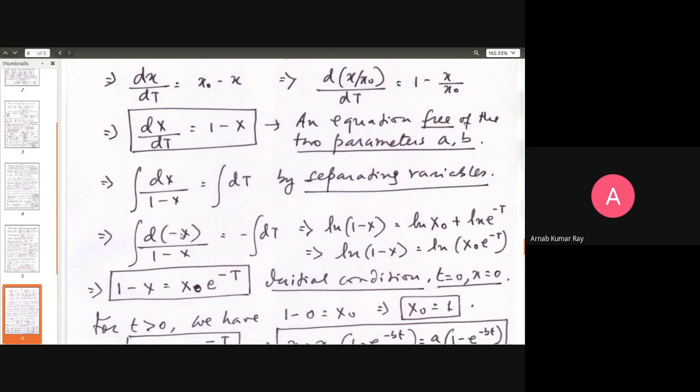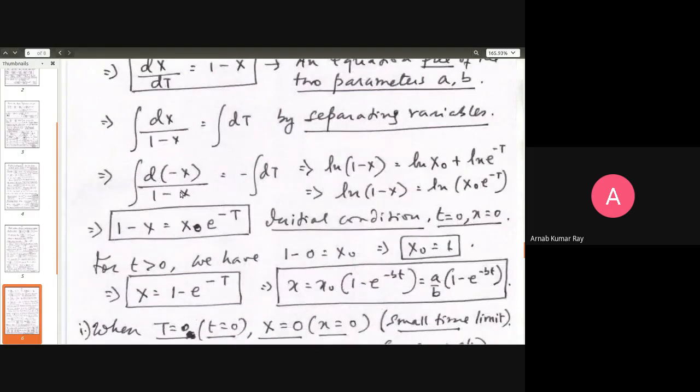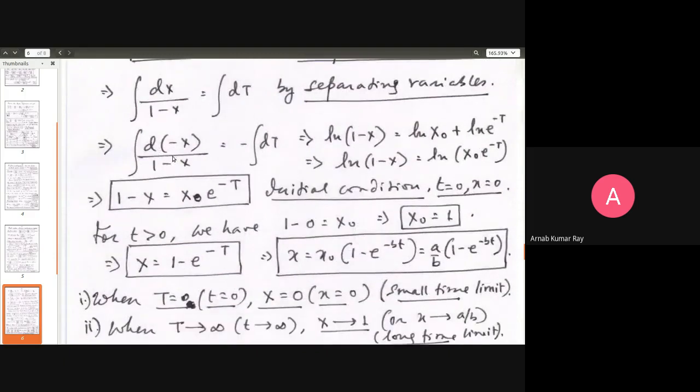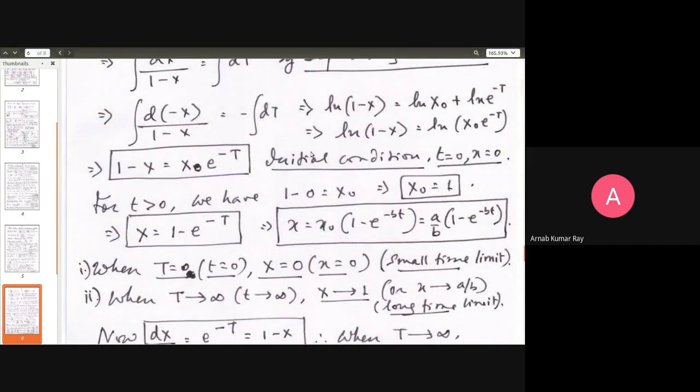And so the variable over which the left-hand integral is to be worked on is minus x. So basically d of minus x divided by 1 minus x. And so that should be log of 1 minus x. And this is equal to minus dt. Minus dt is minus t, but I'm writing that as log of e raised to minus capital T, and then the constant I'm writing as log as well. So log of 1 minus x is equal to log of x naught times e raised to minus T. Okay. And so basically, this is the final solution. 1 minus x is equal to x naught e raised to minus T.